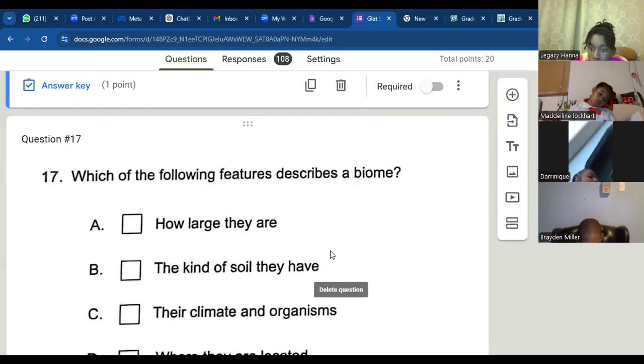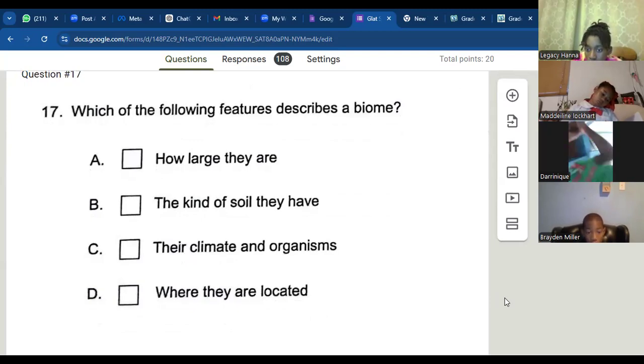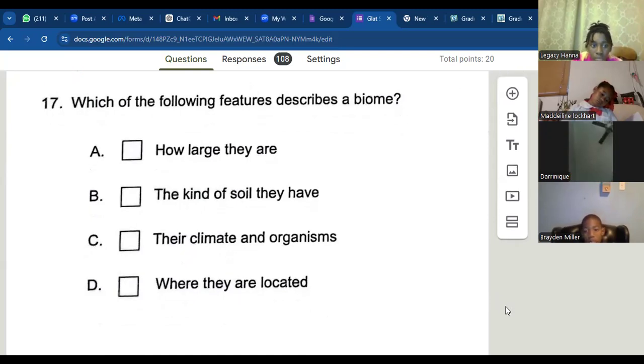Number 17. Go ahead, Braden, read number 17. Which of the following features describes a biome? How large they are, the kind of soil they have, their climate and organisms, where they are located. Very good. Which of the following best describes a biome? Put your hand aside the chat for me, please.